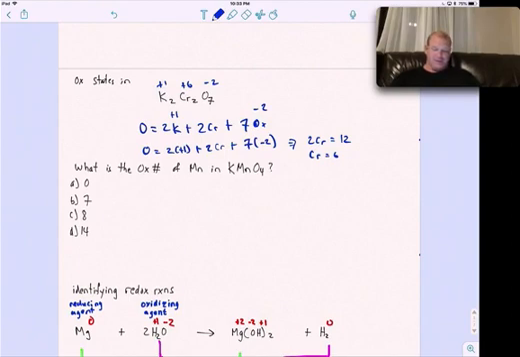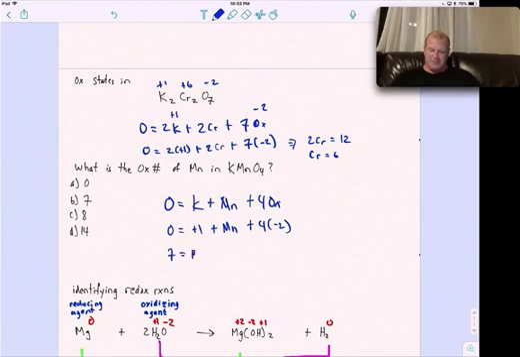Okay, so what is the oxidation number for manganese in potassium permanganate? We can do this one again. 0 is equal to potassium plus manganese plus 4 times oxygen. Potassium tends to be +1, plus our unknown, plus 4 times -2. 4 times -2 is -8, plus 1, so manganese is equal to +7. So manganese is in the +7 oxidation state in potassium permanganate.